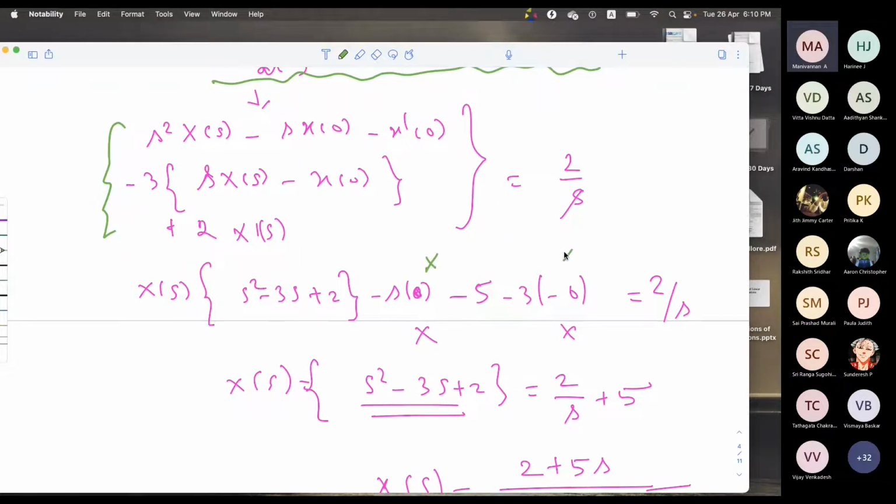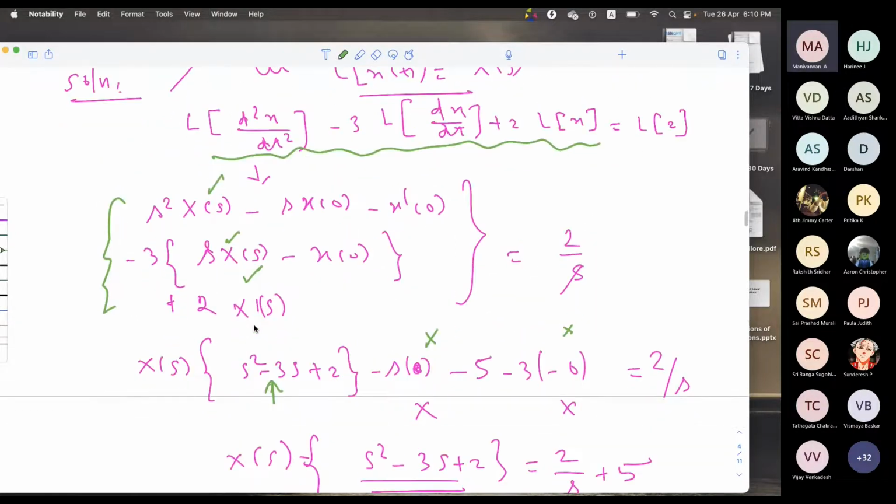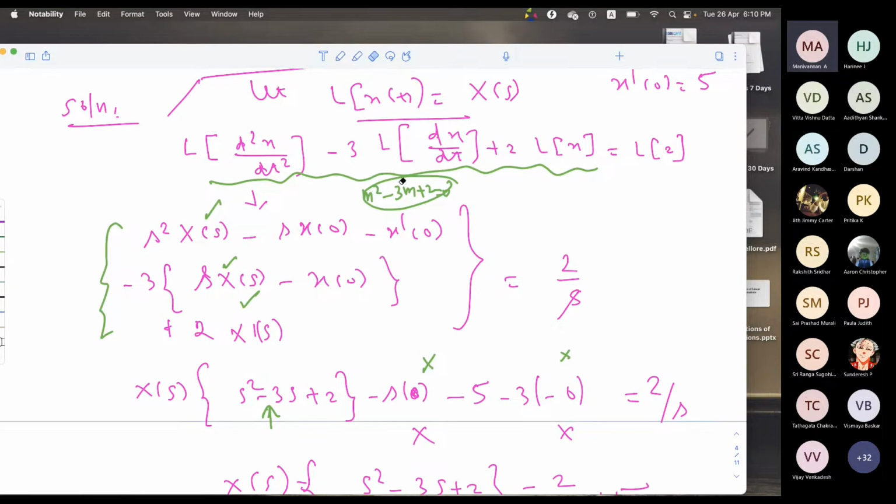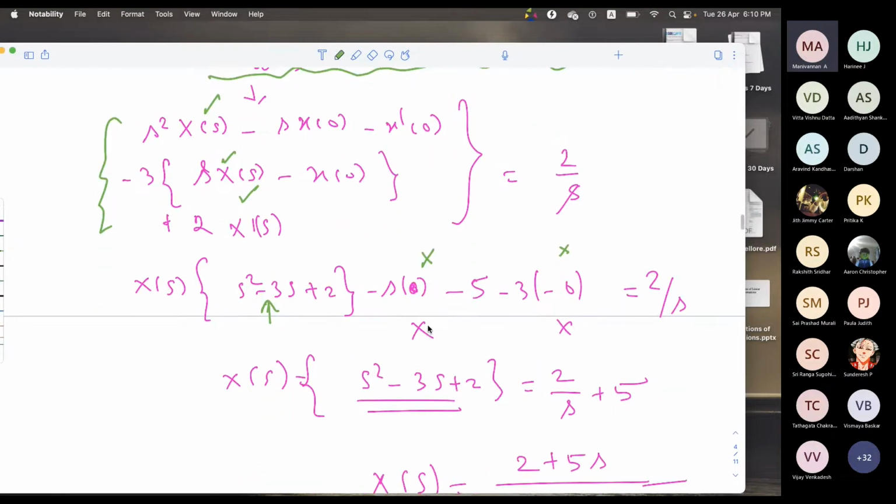So these two terms vanish, remaining the terms, collecting the term X of s alone, s square minus 3s plus 2. It is nothing but your auxiliary equation. See, here it is m square minus 3m plus 2. You are going to write your auxiliary equation. The same in terms of s, here we have s square minus 3s plus 2. So it depends upon the roots of that algebraic equation. So 2 divided by s. Okay, here x of 0 is vanished. Here minus 3 into x of 0 is vanished.